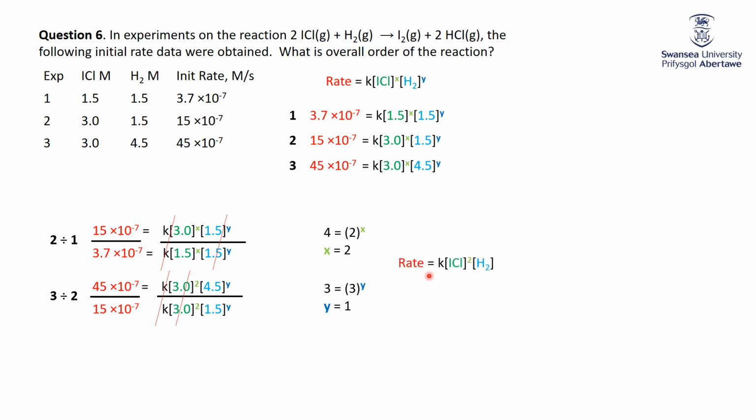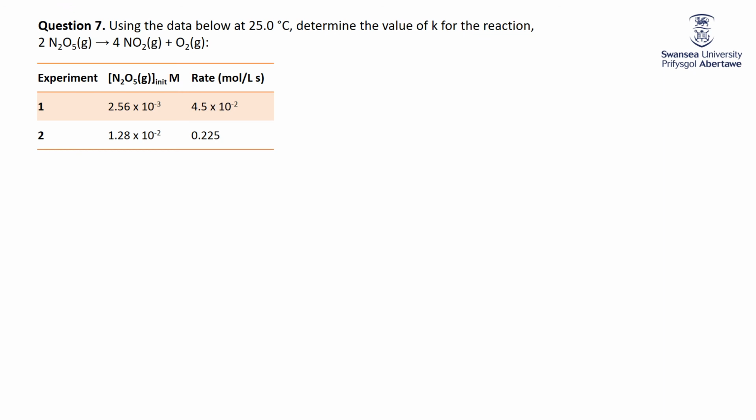So the overall rate law: rate equals K times ICl squared times H2 to the 1. So the overall order, it's second order in ICl, first order in H2. 2 plus 1 is 3. This is one of those where coincidentally the exponents in the rate law equal the coefficients in the reaction. But as I said before, that is absolutely not always going to be the case. You can never assume it until you see that it's the case, when you've done your rate law, see how it matches up. Another one, question 7, using the data to determine the value of K.